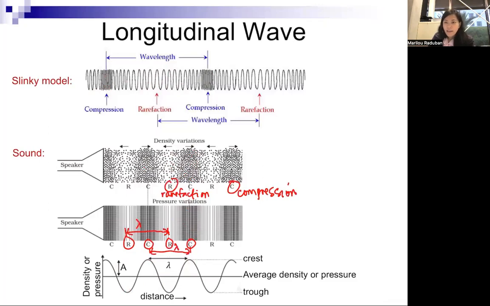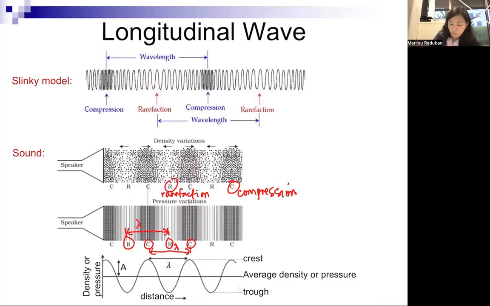Okay, are we happy with distinguishing between the two kinds of waves, transverse waves and longitudinal waves? Yeah, good. Also knowing, identifying the wavelength and the amplitudes for the longitudinal and transverse waves would also be an important concept to grasp.